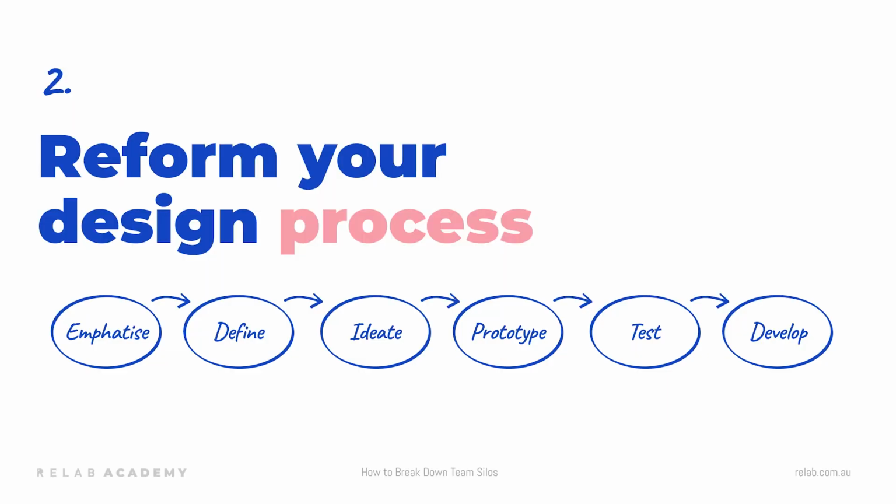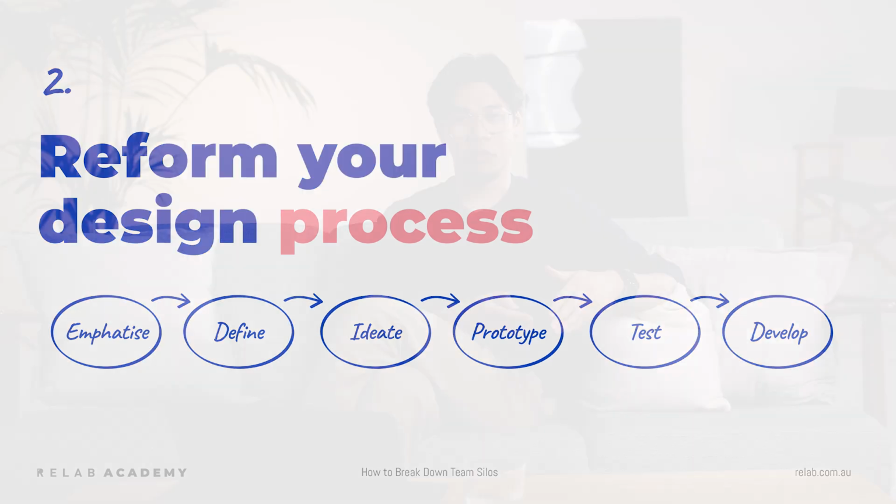Number two is to reform your design process. You need to be open to iterate your design process, because the product that you're dealing with might have gone through a design process that is no longer relevant today. And so what you want to do is to reform the design process to make sure that it's suited with the current needs of the business, the people that are in the business, perhaps the skill sets that are there. And so you want to look for opportunities to optimize certain things.